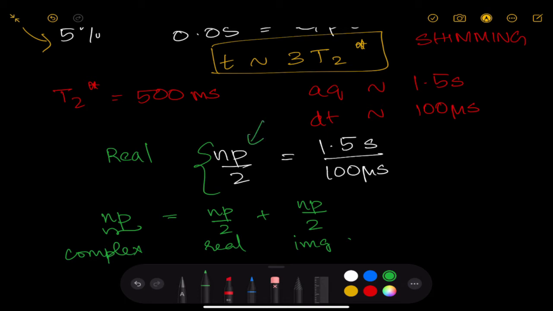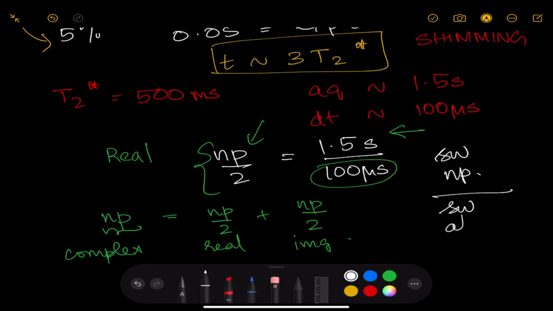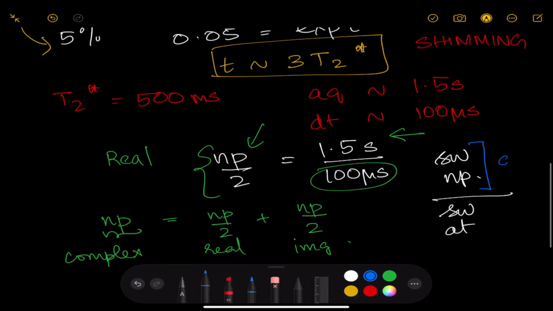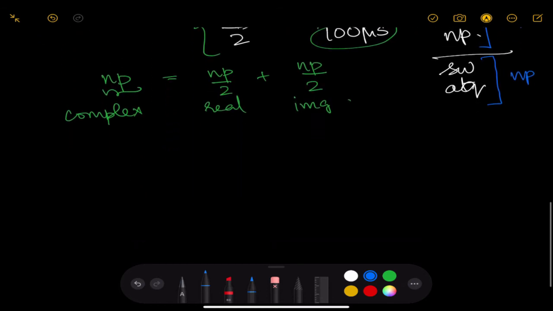This indicates that the total number of points gets immediately decided once you have a spectral width and your total acquisition time. In an actual NMR spectrometer, people would choose either the spectral width and the total number of points, or the spectral width and the total acquisition time. The moment you choose the spectral width and the total number of points, your acquisition time gets decided. On the other hand, if you choose your spectral width and the acquisition time, then your total number of points gets decided. So there are a few more parameters that we would like to take a look at.